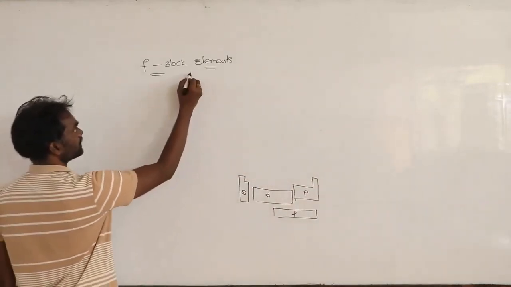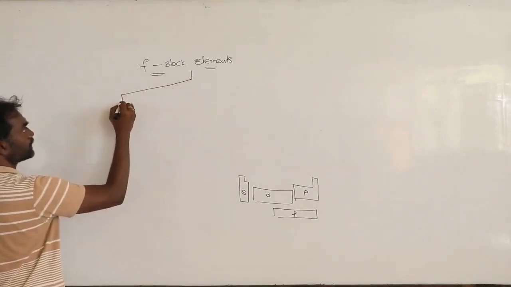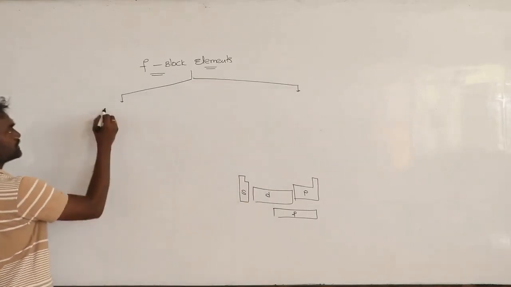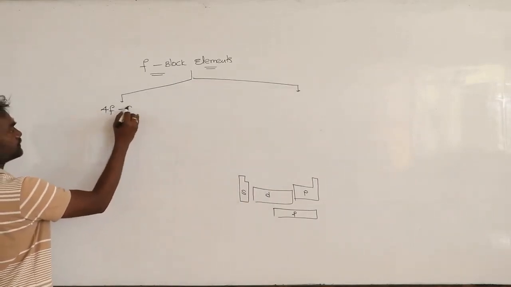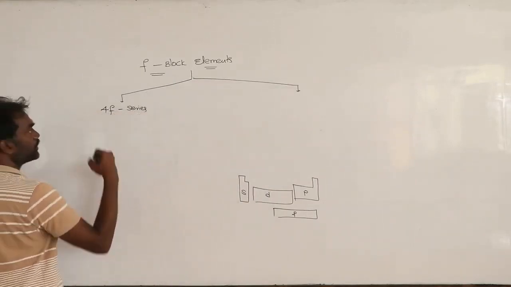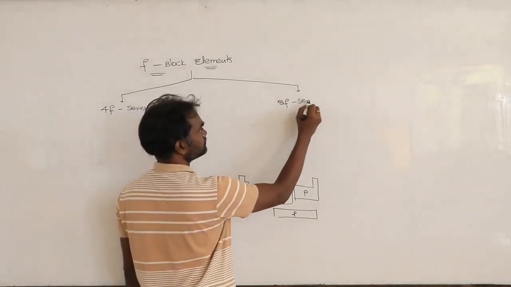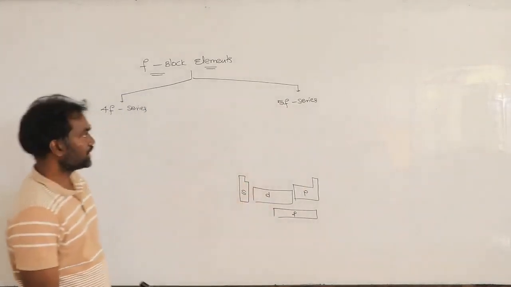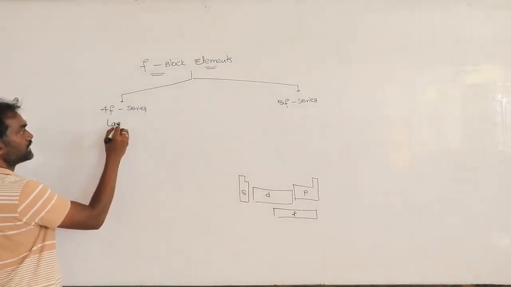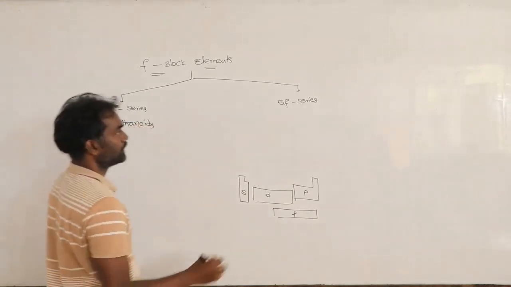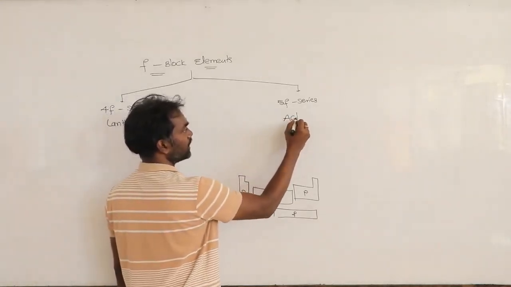F block elements have two series. This is the 4F series and the 5F series. The 4F series is called the lanthanides. Next, the 5F series is called the actinoids.